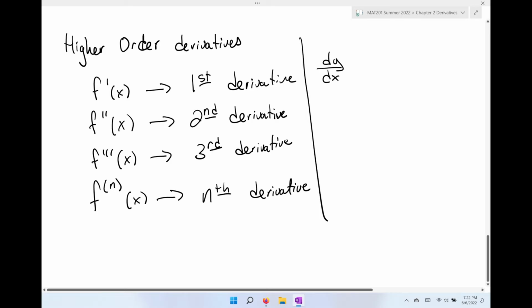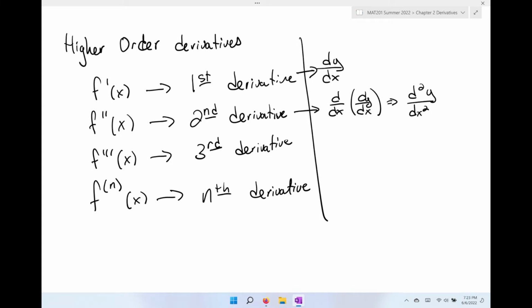dy dx would be our first derivative. So I'm just going to draw an arrow. Then the second derivative, I'm going to write this one out so you can see it. The second derivative would be the derivative of the first, and this would be d squared y over dx squared. Okay? So that would be the notation. Let me write this a little cleaner here. This would be the notation for the second derivative. All right? I know it looks a little weird.